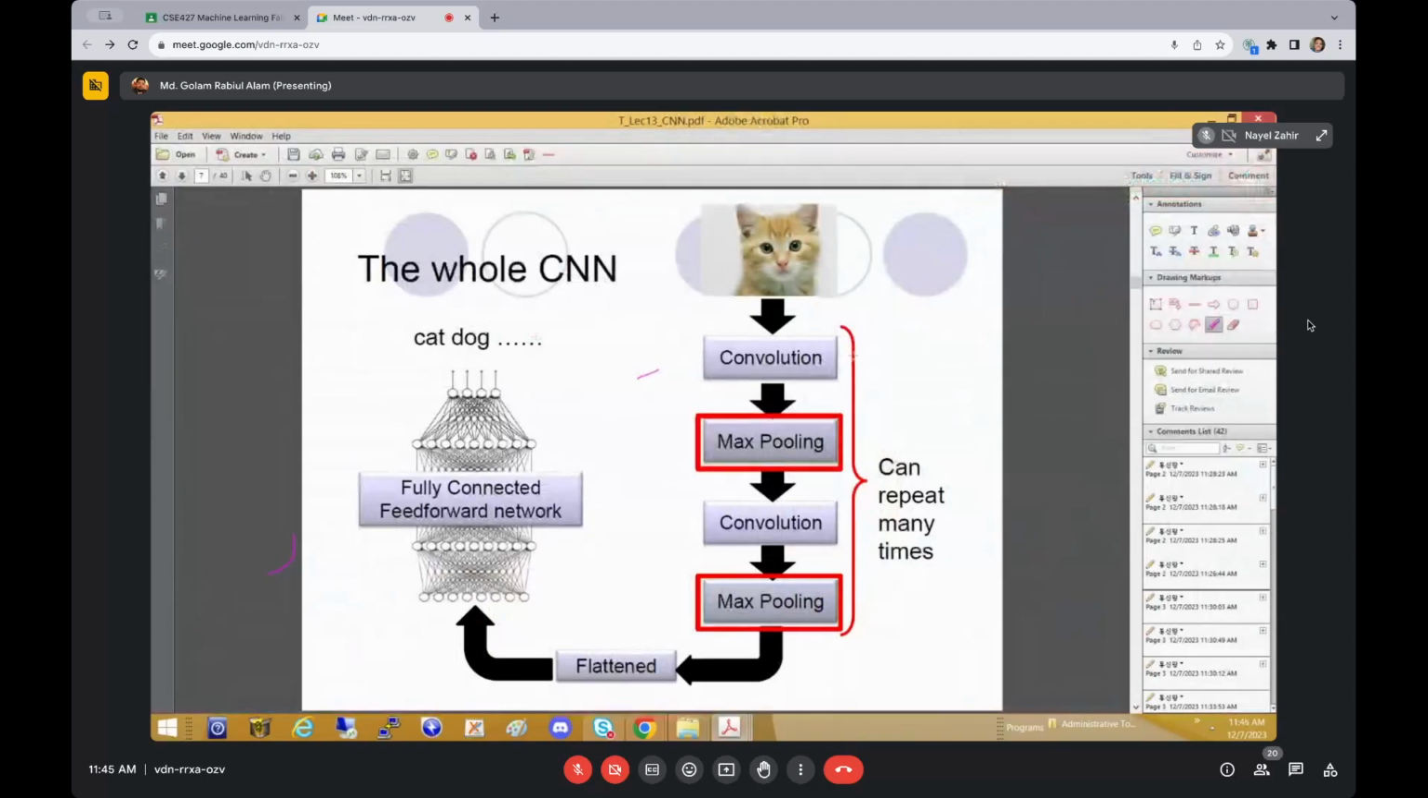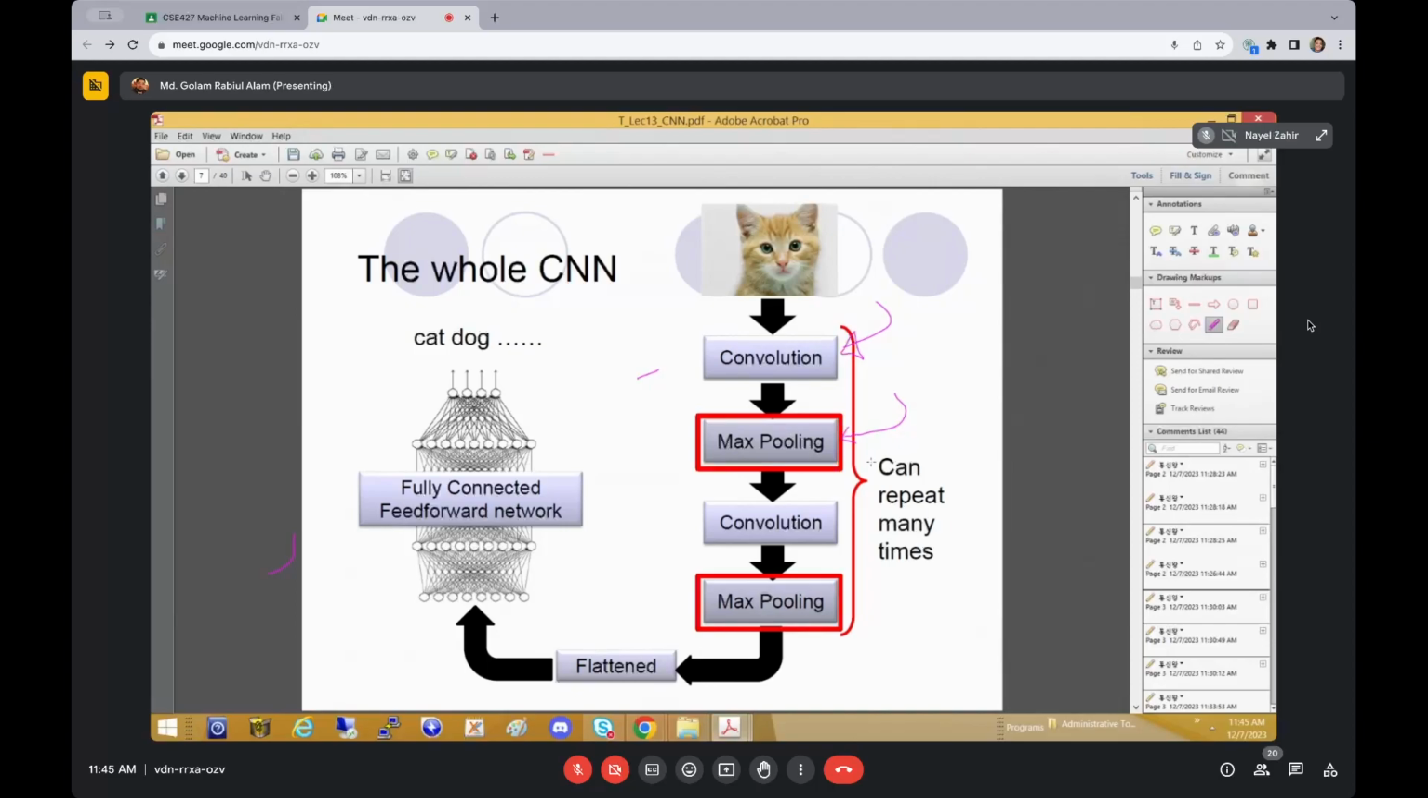So the whole architecture is here. At first, maybe we need to consider the convolution layer. This is the main layer in our convolutional neural networks. And then after that, we need to apply the pooling. Pooling means it's kind of sampling, or we can say it is the compressing layer. Here, max pooling is one of the pooling operations.